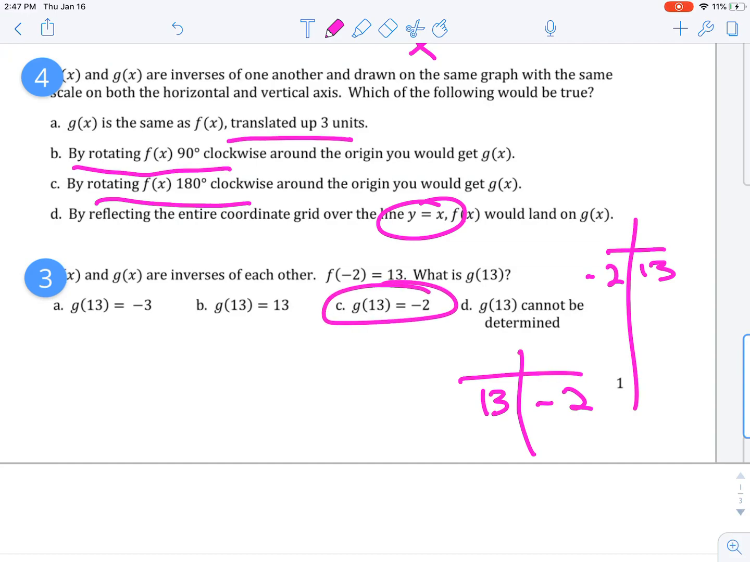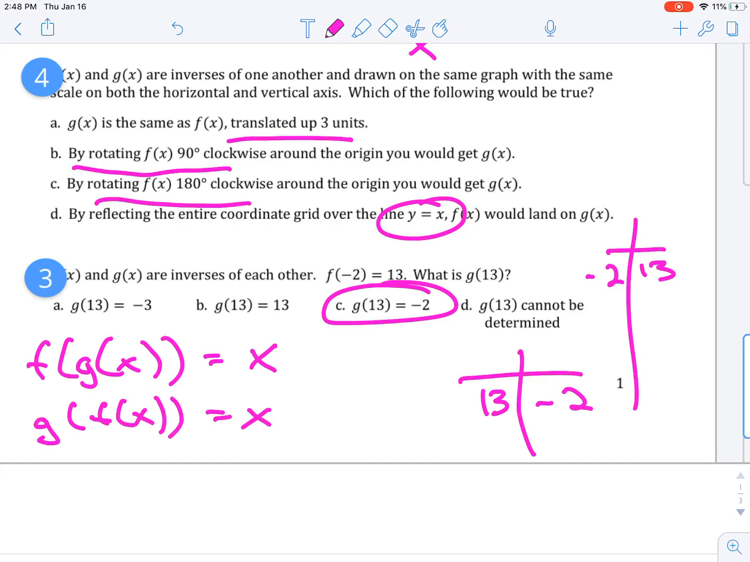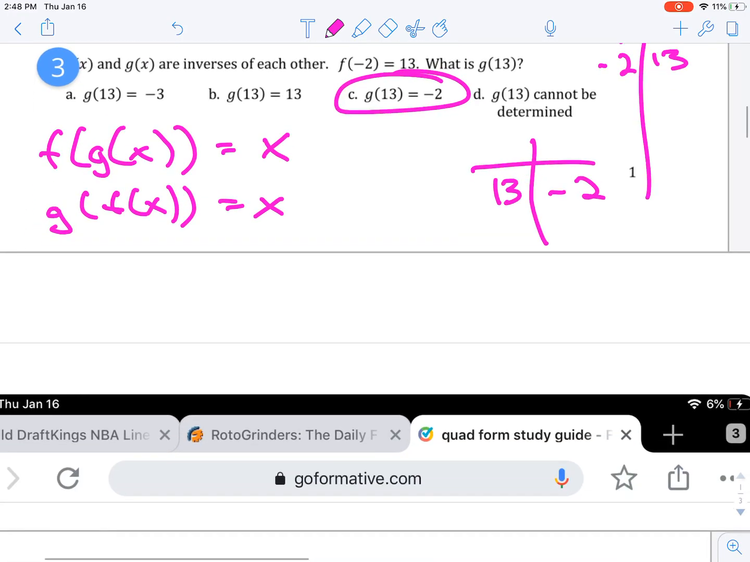Another thing to remember about inverses before we move on is if you have f of x and g of x, and you have like f of g of x, and you plug them into each other, do remember that they both should simplify down to just x. So the same thing would happen if we plugged f of x into g of x like this, then that would also simplify down to x.